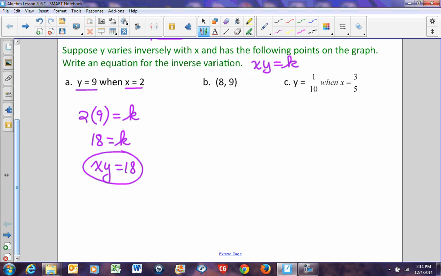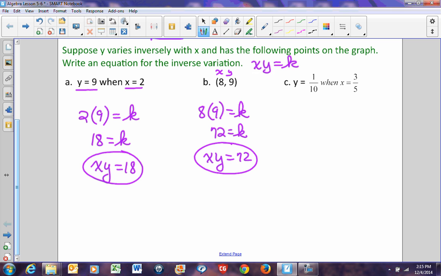For the next problem, we have the x and y. They just happen to be written as a coordinate point. So 8 is the x and 9 is the y. So we have 8 times 9 equals k. So 72 equals k. So my equation of variation is xy equals 72.